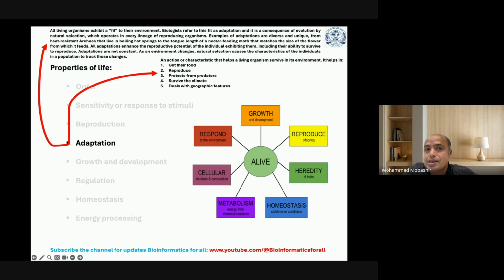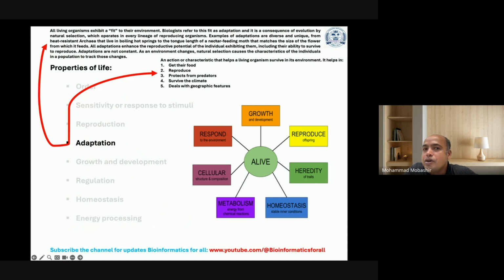All adaptations enhance the reproductive potential of the individual exhibiting them, including their ability to survive and to reproduce. So adaptations are not constant. As an environment changes, natural selection causes the characteristics of individuals in a population to track those changes.